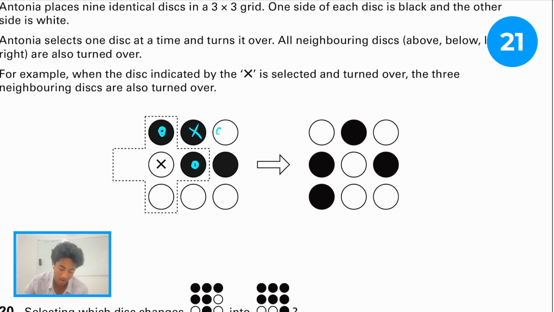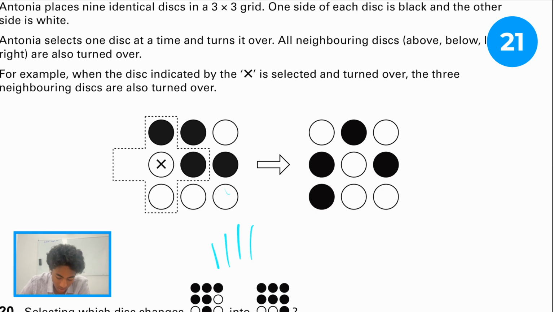So we have 1, right? If this one is selected, this one will change, this one will change. So the center doesn't change. If this is selected, this center does change. So this is 2. If the center is selected, the center one will change. If this dot is selected, the center one will change along with others. So that means there's another one that changes.